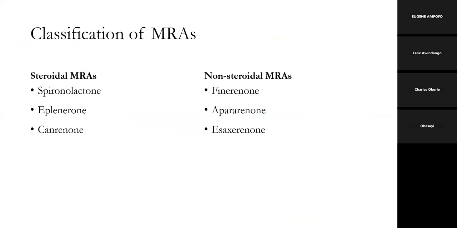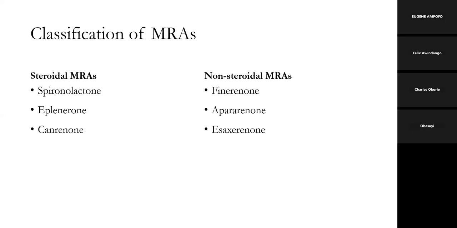So MRAs, generally, there are two classes. We have the steroidal MRAs and the non-steroidal. So steroidal, we have spironolactone, eplerenone, and canrenone. Canrenone is actually a metabolite of spironolactone. It's one of the active metabolites. And in some countries, like Italy, in Europe, they actually have it as a drug. And it also comes in an IV form, but it is not available in the US.